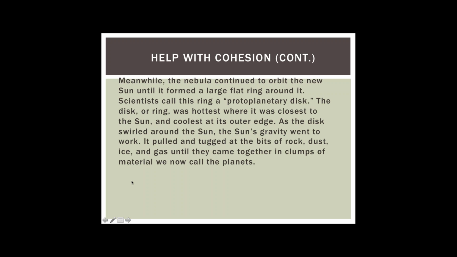And again, I've brought an example. This one is 5th grade. Meanwhile, the nebula continued to orbit the new sun until it formed a large flat ring around it. Scientists call this ring a protoplanetary disk. The disk or ring was hottest where it was closest to the sun. And as you can see, the word "it" is coming up with some frequency here. In fact, I think it comes up 5 times across this passage.